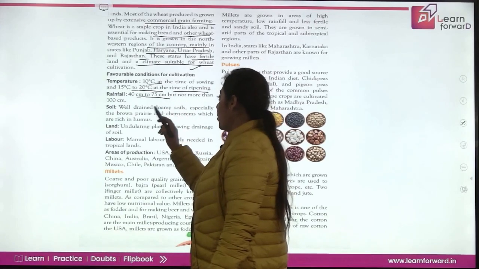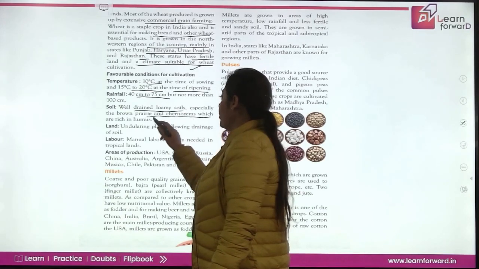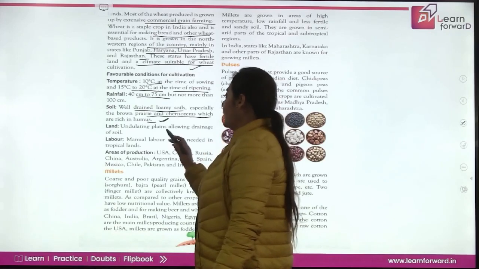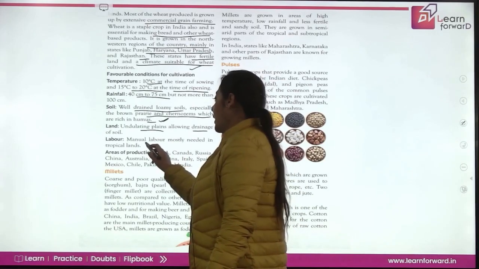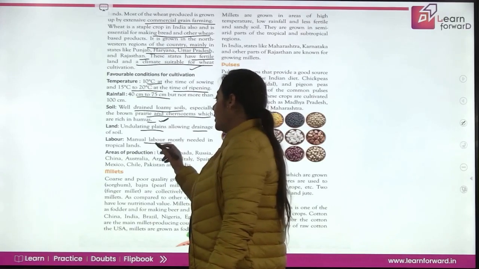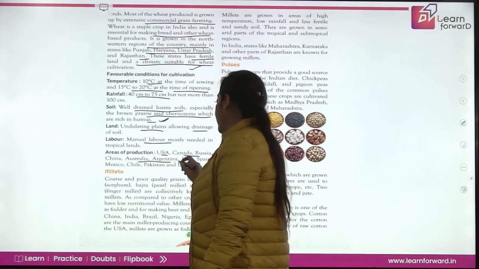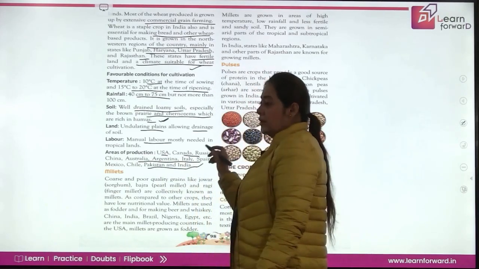If we talk of soil, we need well-drained loamy soil, especially the brown prairies and chernozem which are rich in humus. So we need humus-laden soil, and the land should be undulating, which allows the drainage of soil. Then we have manual labor which is used in it. If we talk of the areas of production, USA, Canada, Russia, China, Australia, Argentina, Italy, Spain, Mexico, Chile, Pakistan and India are the major wheat producing areas.